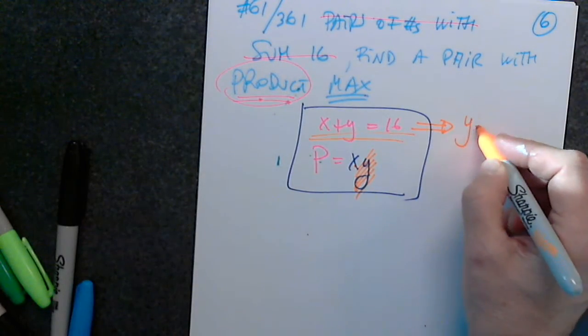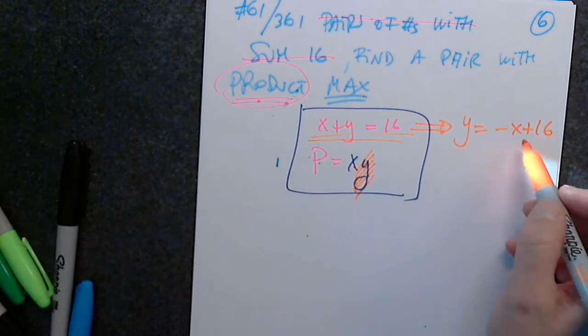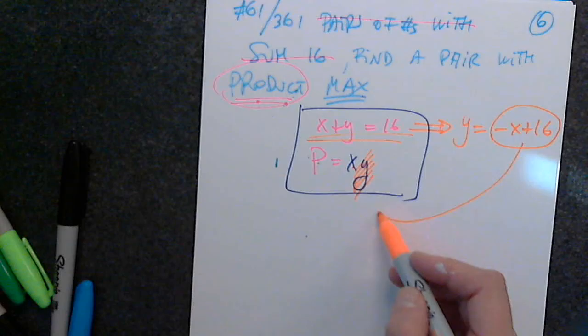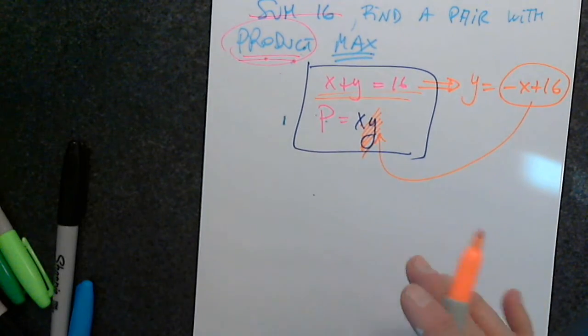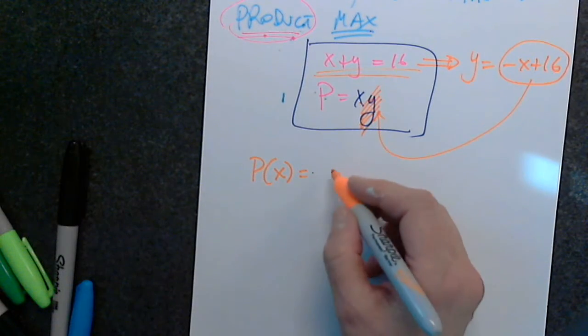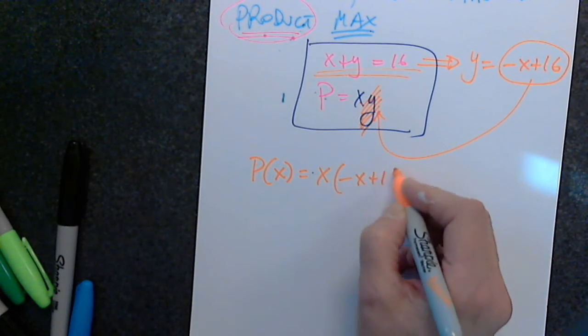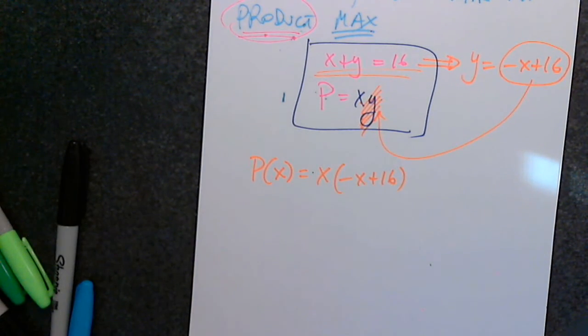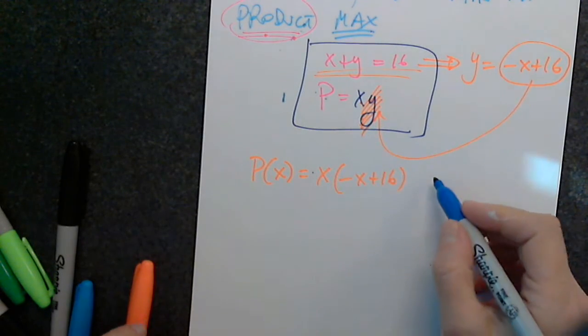Right, we will solve for y, so this is negative x plus 16. So y or negative x plus 16 is the same thing. But now I can say that this function that I'm going to write is a function of one variable only. And that is the variable, x. Is this clear? Okay, then I will distribute.